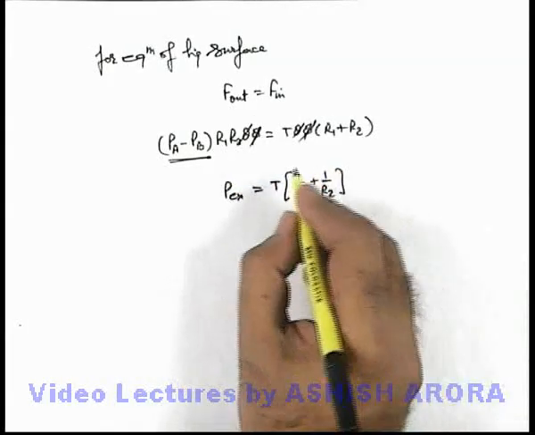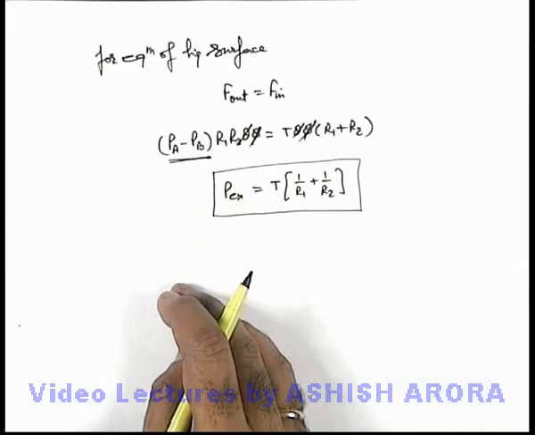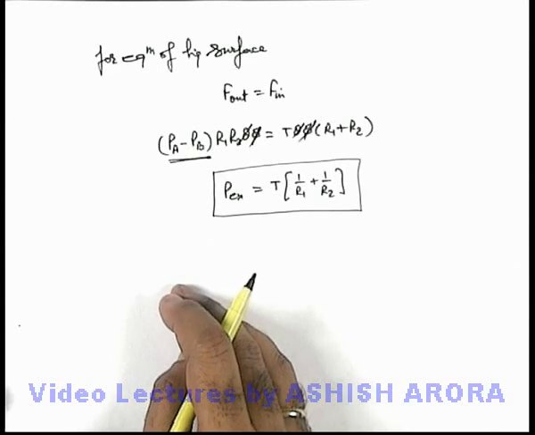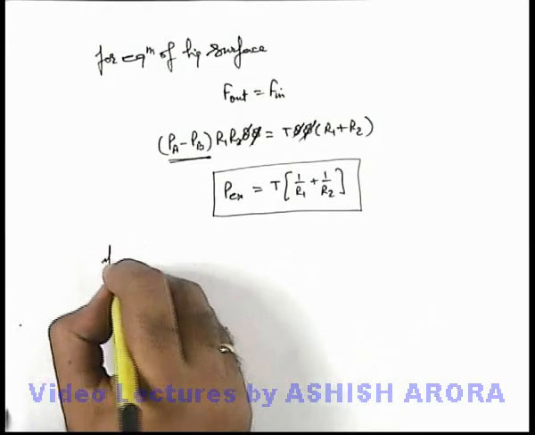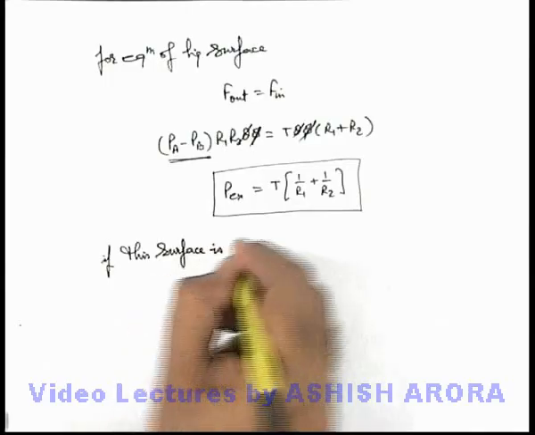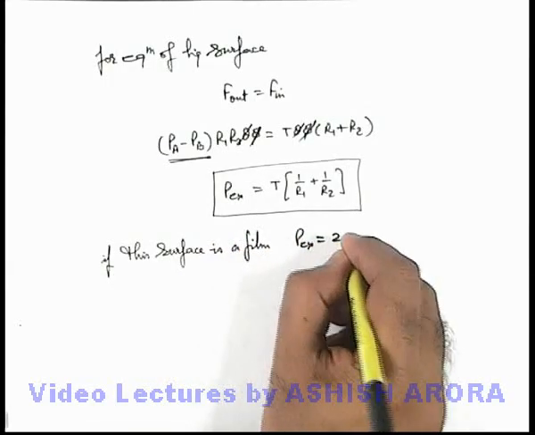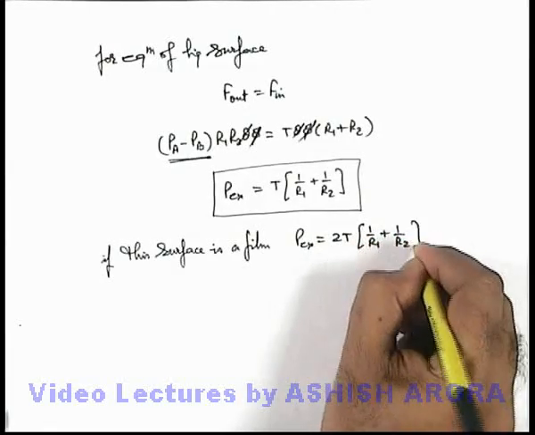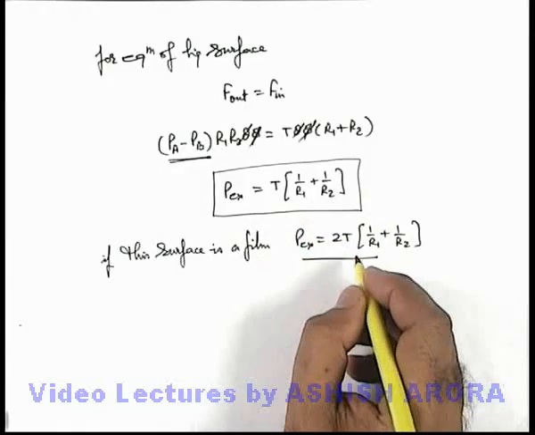This is the expression we use for excess pressure inside a surface which has two curvatures. And if, rather than one side being liquid, this surface is a film, then we can use this excess pressure as twice of T, 1 by r1 plus 1 by r2, as it will be twice this value, because in the case of a film there are two surfaces.